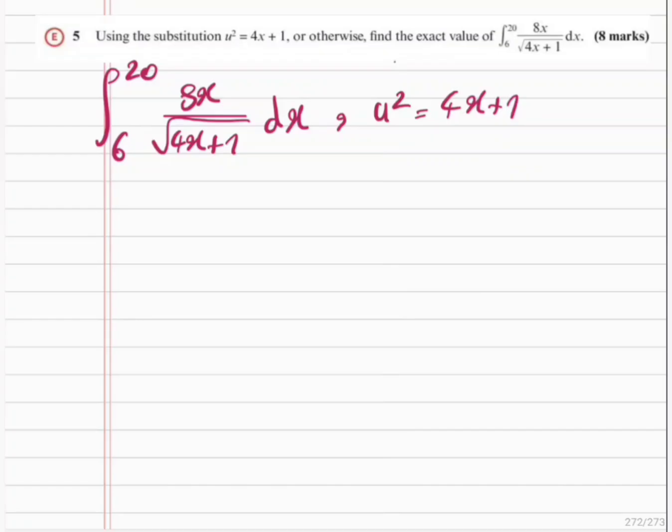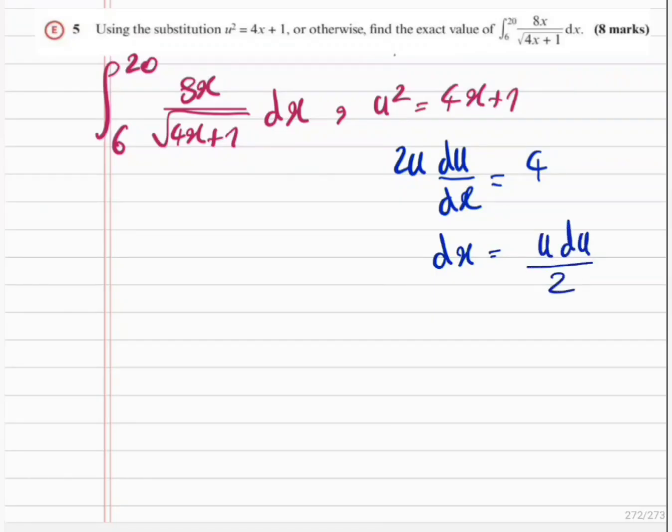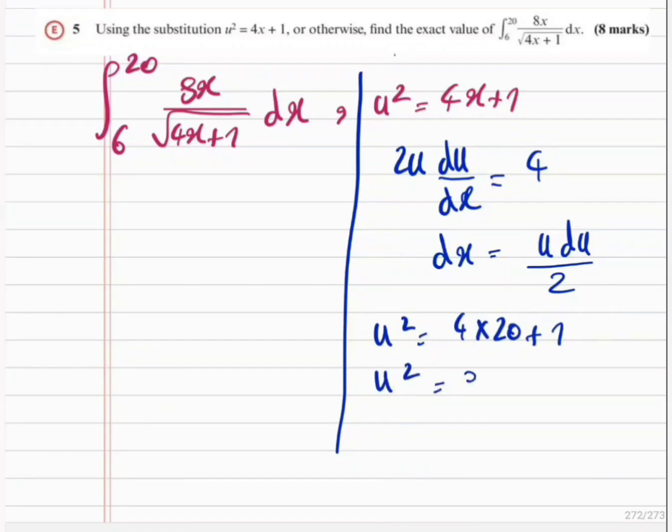So, as usual, we start by differentiating. Remember, this is implicit differentiation because the dependent variable has a power. So it becomes 2u du dx is equal to 4, because we are differentiating with respect to x. We can rearrange this and make dx the subject, so that becomes u du over 2. And also, as usual, we transform the limits. When x is equal to 20, we get u squared is equal to 81, so u is equal to 9.